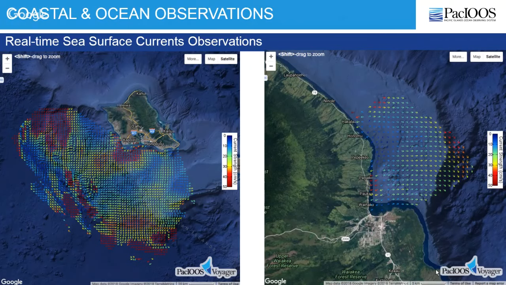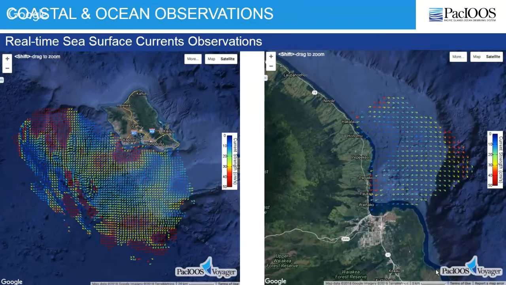The current information is extremely important for the Coast Guard. If there is a missing person or a vessel lost at sea, the real-time information on what the current field looks like helps them narrow down their search field, and obviously increases the chances that they will find someone.